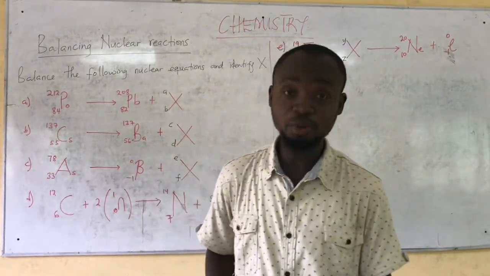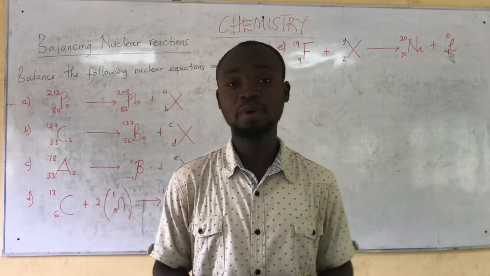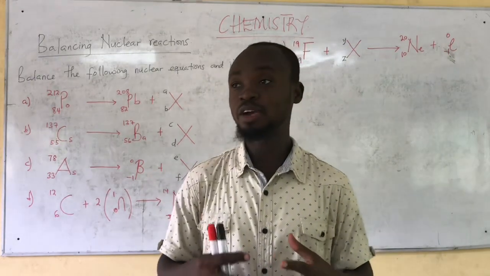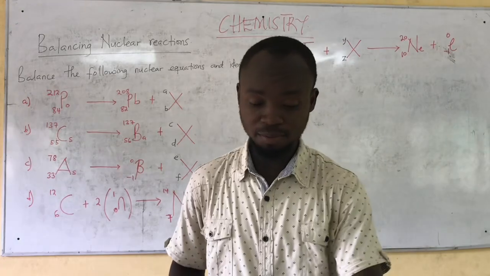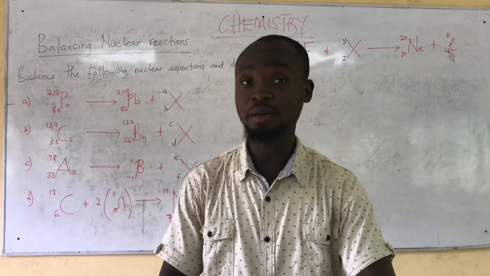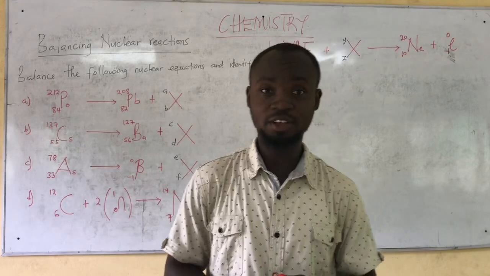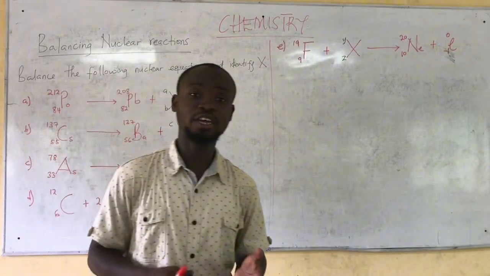In this lesson, we'll be looking at how to balance nuclear reactions. Anytime you're given a question to balance any nuclear reaction, it follows the same ideology as balancing chemical reactions. That is, mass is always conserved. But in nuclear reactions, it deals with both the mass number and the atomic number.